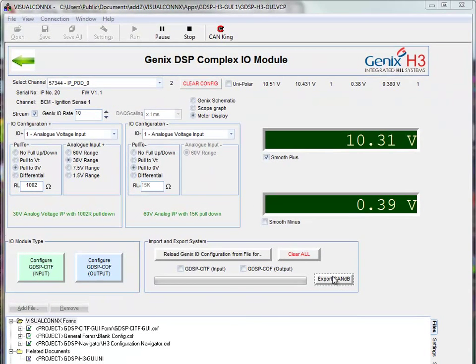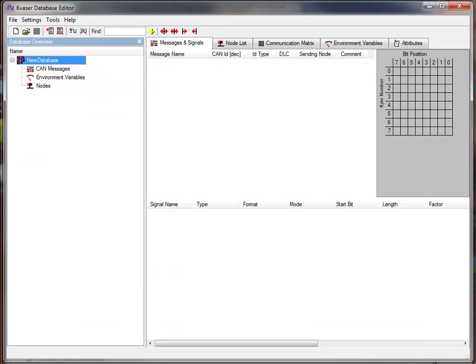Having exported our CAN DB earlier, I'm going to now load this in a CAN database editor. For this, I'm going to use the Kvaser CAN database editor, as most of our customers are using Kvaser CAN cables. This database editor is freely available from Kvaser's website for those using Kvaser hardware.